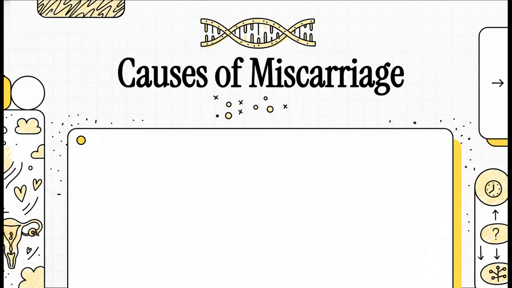Today, we're going to talk about a topic that's incredibly sensitive, but also really important: miscarriage. We're going to break down the science behind why pregnancy loss happens in a way that's clear and structured. Understanding the why can be such a crucial step.